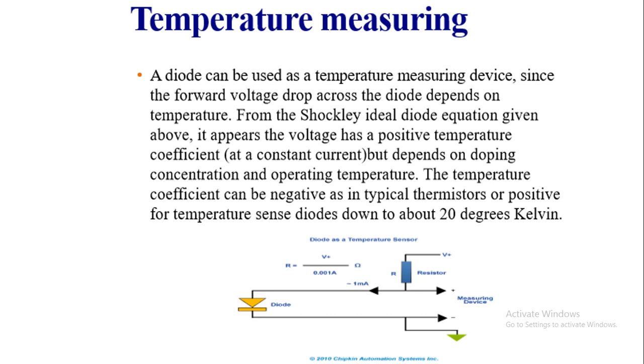Then the temperature measuring. We can use diodes as a temperature measuring device, since the forward voltage drop across the diode depends on temperature, from the Shockley ideal diode equation given here. It appears that the voltage has a temperature coefficient at a constant current, and depends on both the doping concentration and operating temperature. The temperature coefficient can be negative, as in typical thermistors, or positive for temperature sensitive diodes down to about 20 degrees Kelvin.